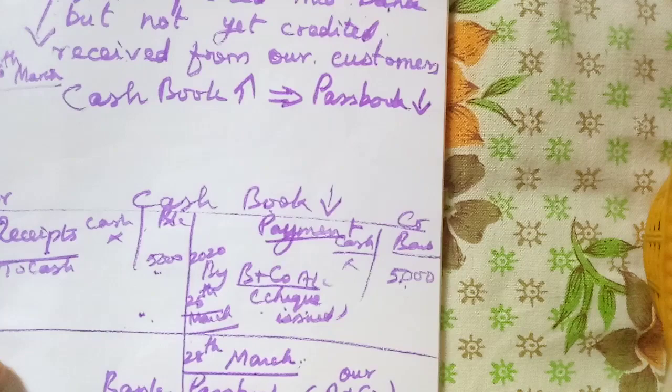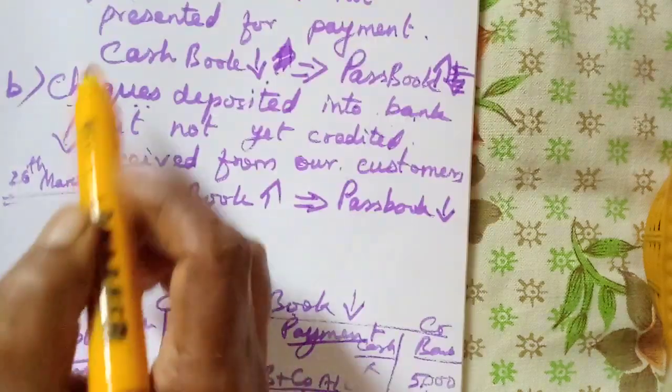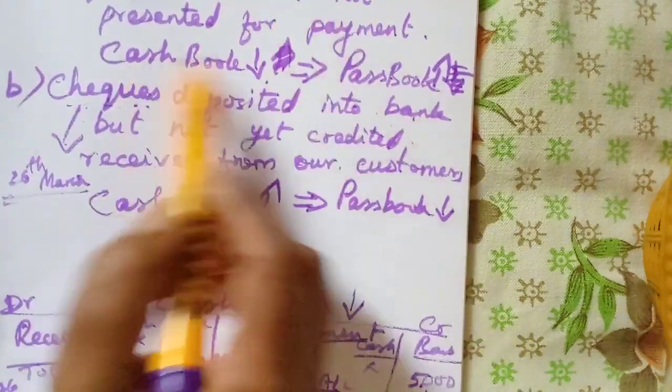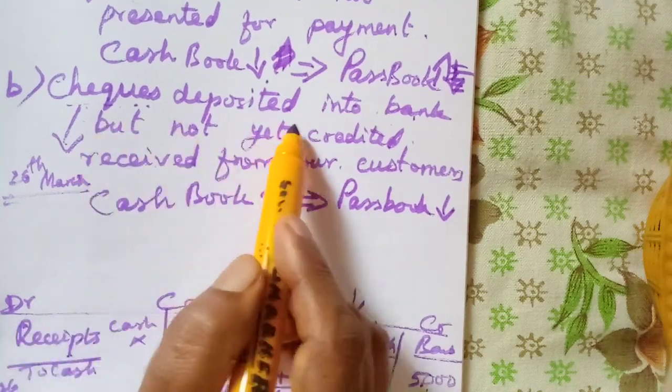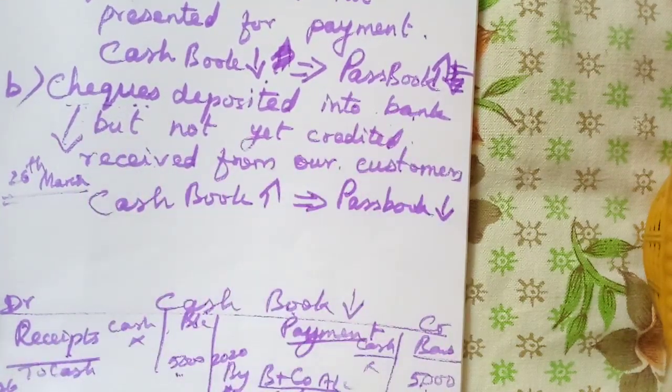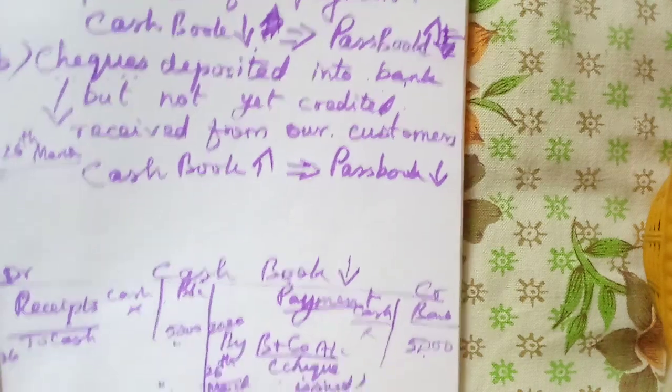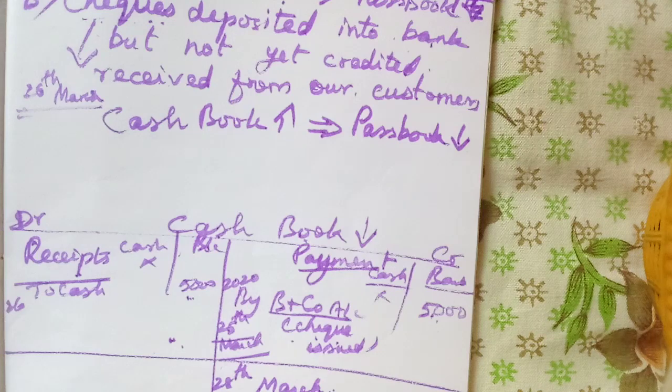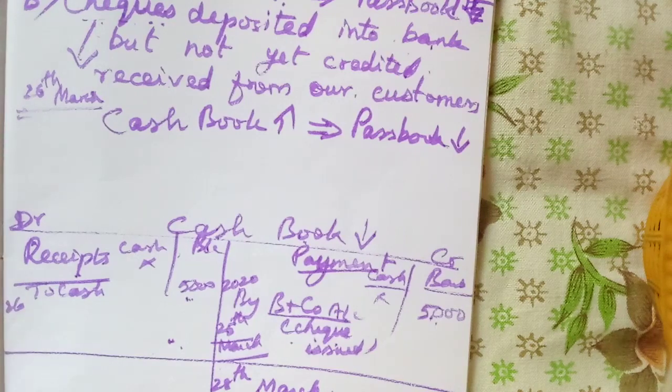So you should understand this main thing: check issued but not presented for payment, and check deposited into the bank but not yet credited in our account. Just try to understand, listen to the video carefully, listen to my teaching and try to understand. I will teach you the next one in the next class. Thank you, students.